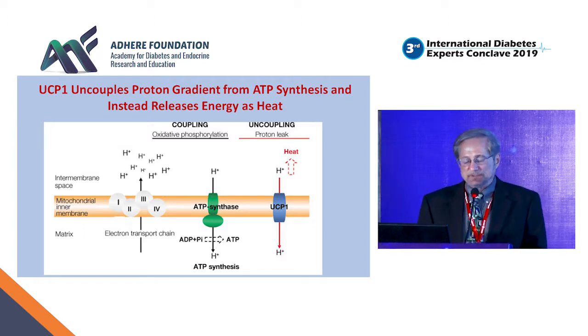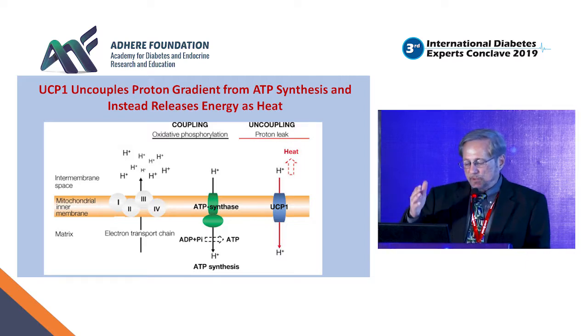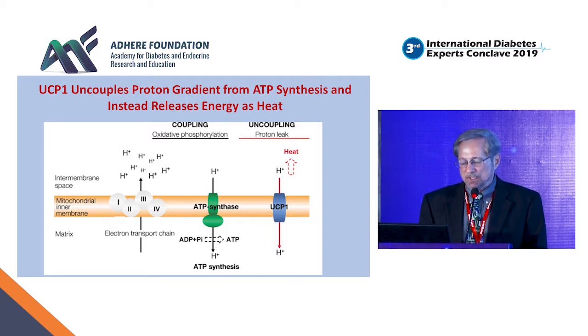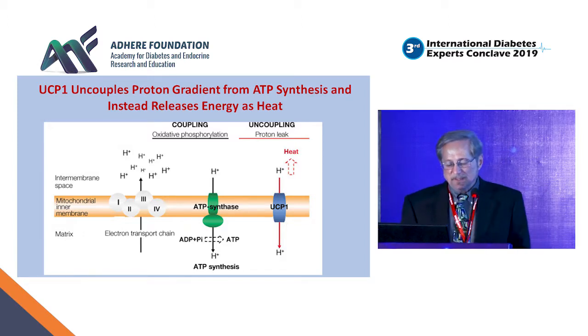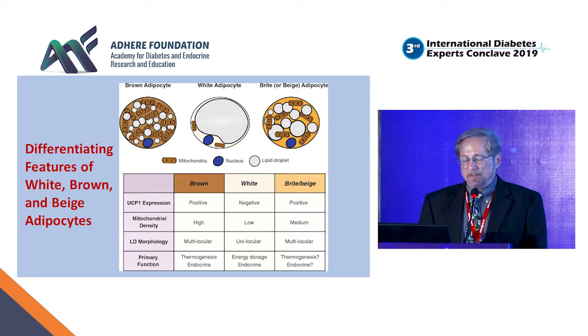Uncoupling protein 1 creates a proton leak where these protons come back into the matrix without capturing any energy as ATP and being dissipated as heat. So it's the uncoupling protein 1 that makes this tissue thermogenic. If we look at brown fat on the far left and white adipocytes in the middle, we see that the brown fat only expresses uncoupling protein 1. The white adipocyte does not.